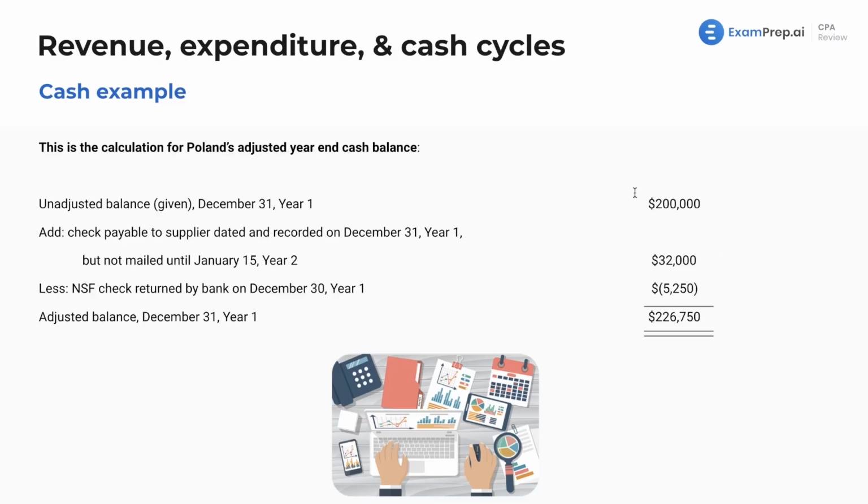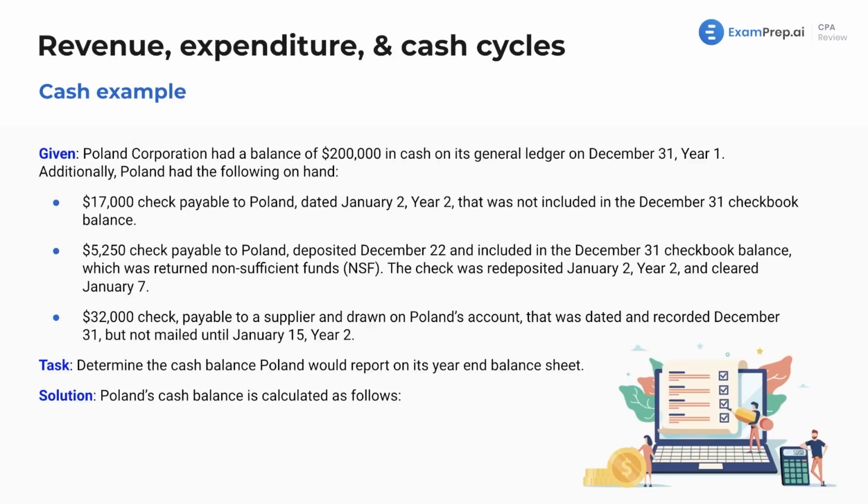And as such, we don't even see it here, because that's not something that should have been recorded at the year one end date. Next, we have this $5,250 check payable to Poland, deposited December 22nd and included in the December 31 checkbook balance, which was returned non-sufficient funds, meaning we deposited it, someone gave us a check, and it bounced.